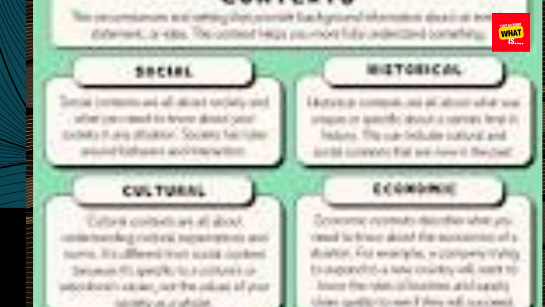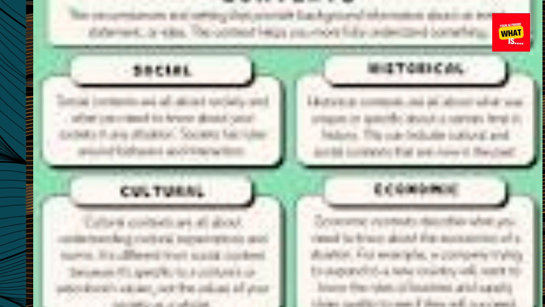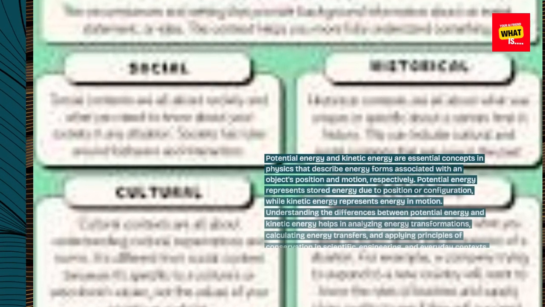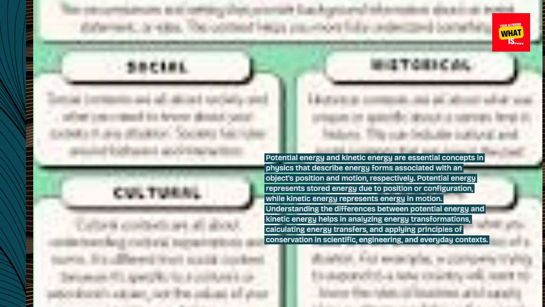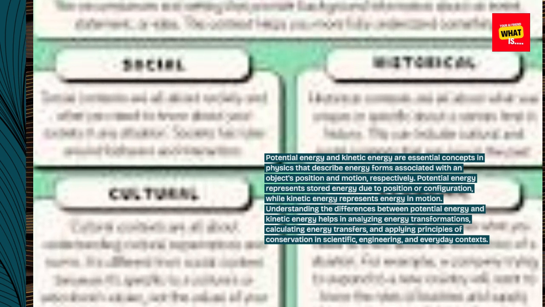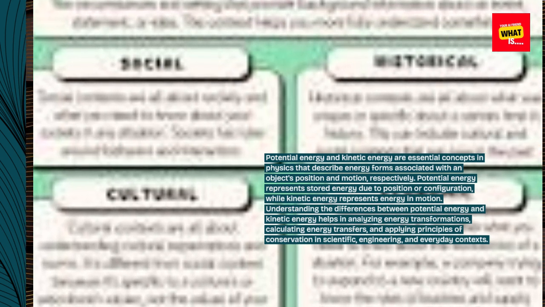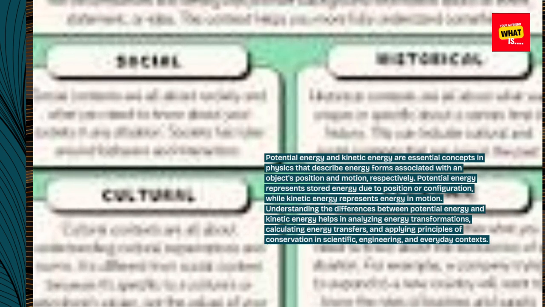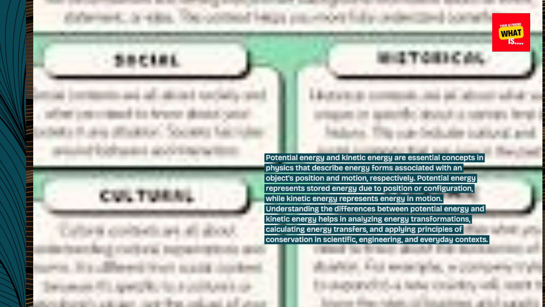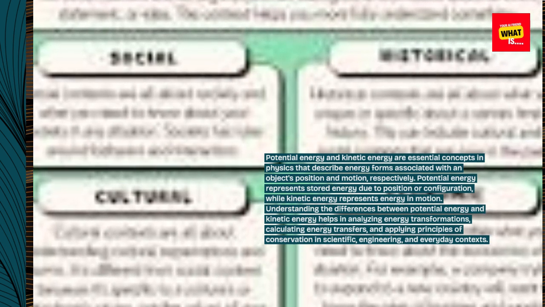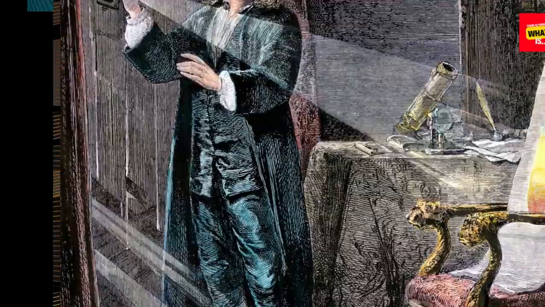Conclusion. Potential energy and kinetic energy are essential concepts in physics that describe energy forms associated with an object's position and motion, respectively. Potential energy represents stored energy due to position or configuration, while kinetic energy represents energy in motion. Understanding the differences between potential energy and kinetic energy helps in analyzing energy transformations, calculating energy transfers, and applying principles of conservation in scientific, engineering, and everyday contexts.